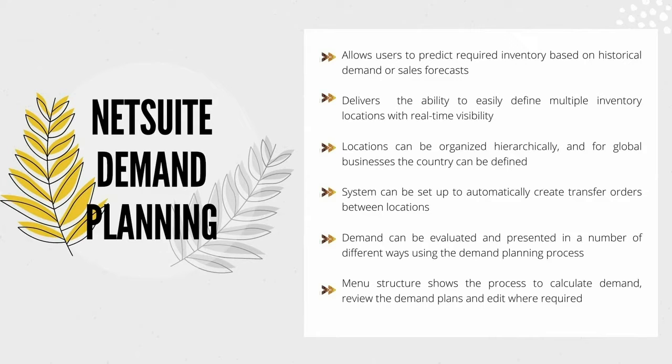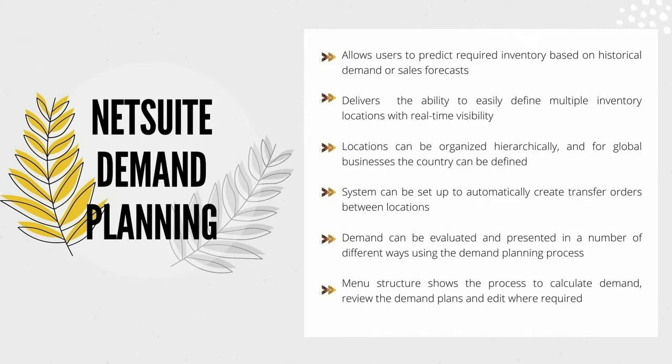So demand can be evaluated and presented in a number of different ways using the demand planning process. The menu structure is laid down in a way that shows the process to calculate demand, review the demand plans, and edit where required. Once satisfied with the demand plan calculations, we can then generate the supply plans, review and edit those, and finally generate planned purchase orders and or planned work orders.